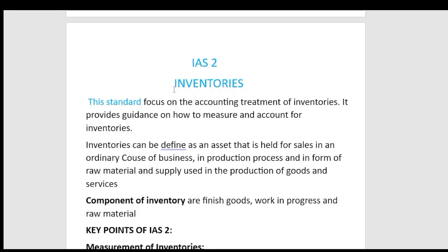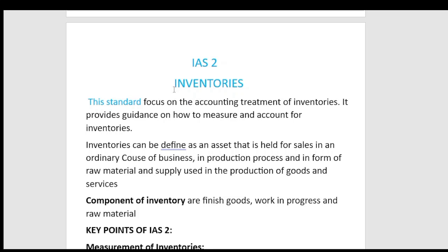Now, one thing about accounting standards is this: they will give you the theoretical aspect of how you can handle it once it happens and once you encounter it. Here is just a theoretical approach to inventory on how you can handle it whenever you come across it.